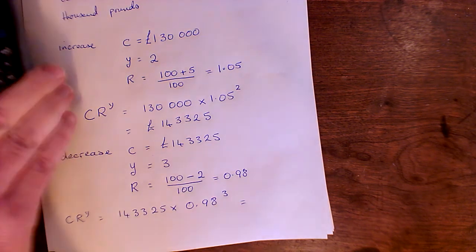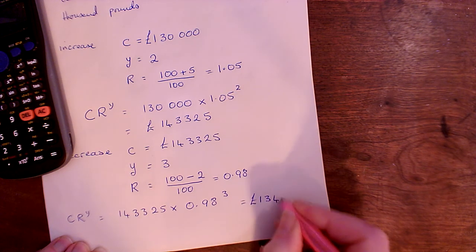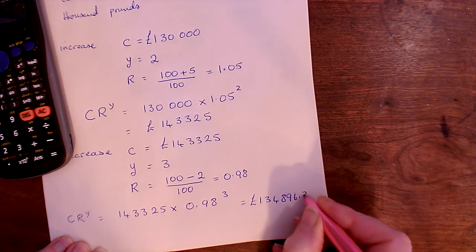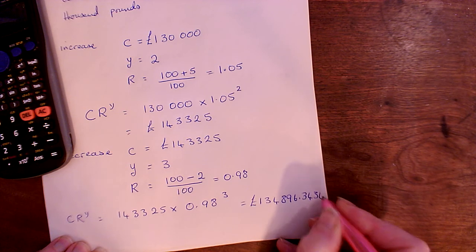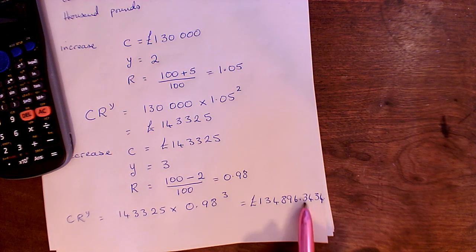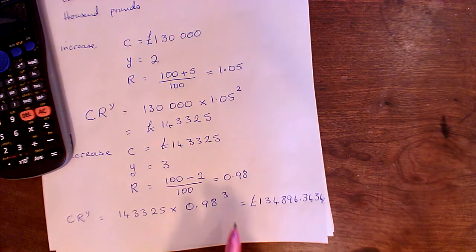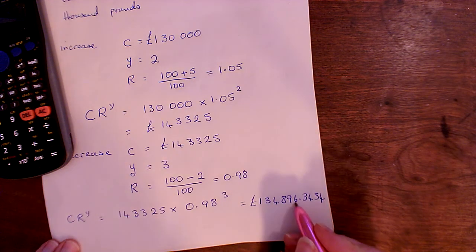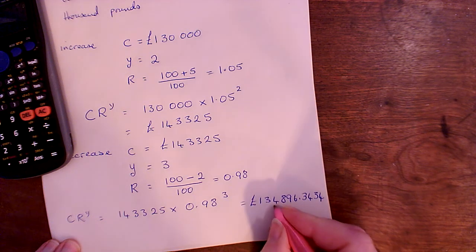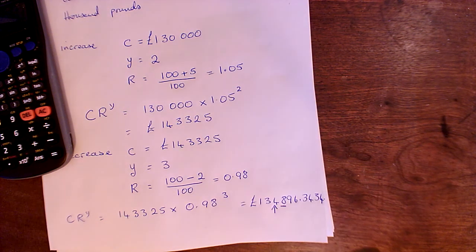And what I'm getting out there is 134,896.3434. But the question said, so normally I'd round that to 2 decimal places, but the question says what is the value in 2014, which is where we are now, to the nearest £1,000. Okay, so that's units, tens, hundreds, thousands. So that's where I'm rounding to. This is what I'm looking at.